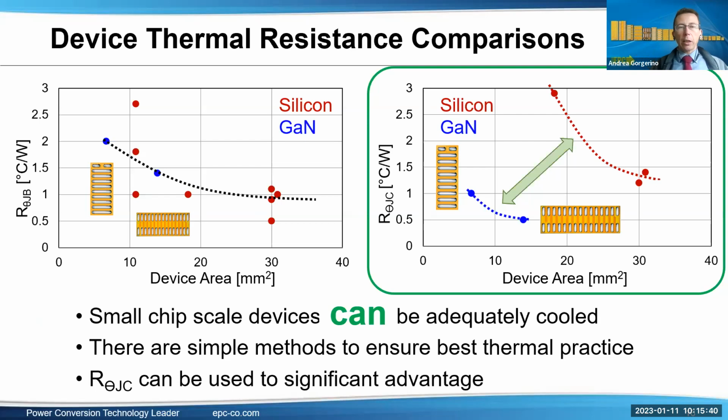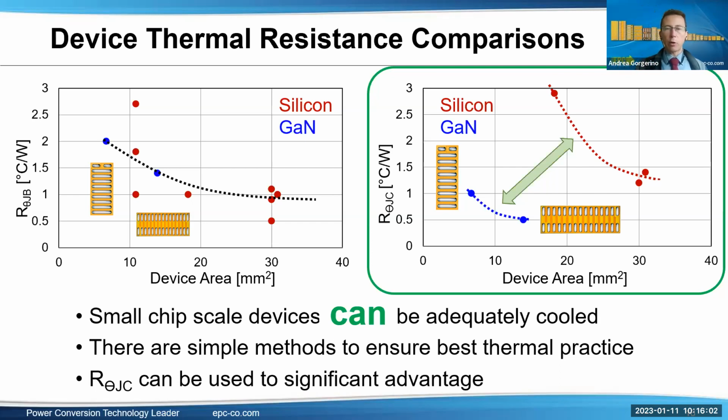So the next thing we want to look at is the thermals. I already mentioned there are 2 main paths we need to look at when we talk about thermals. The first one is from the junction to the board. And that's what we see here on the left-hand side chart. This is RTH junction to board versus device area. It has blue and red dots for silicon and GaN.